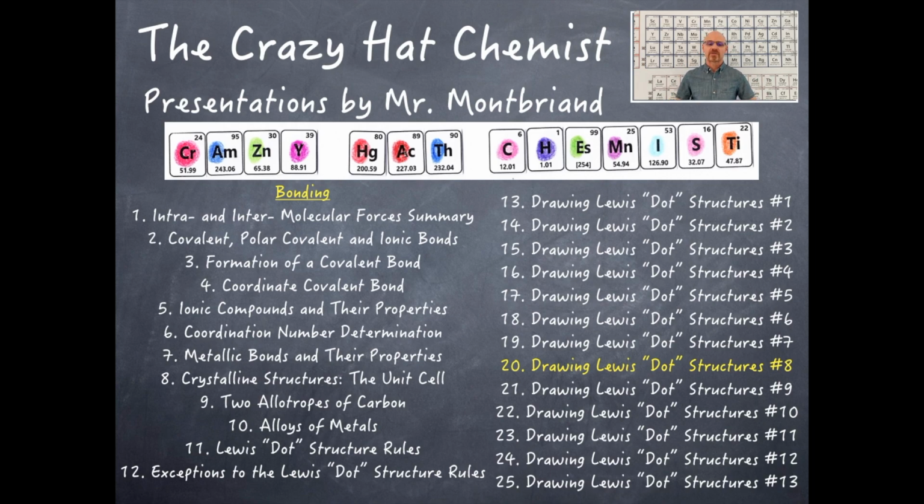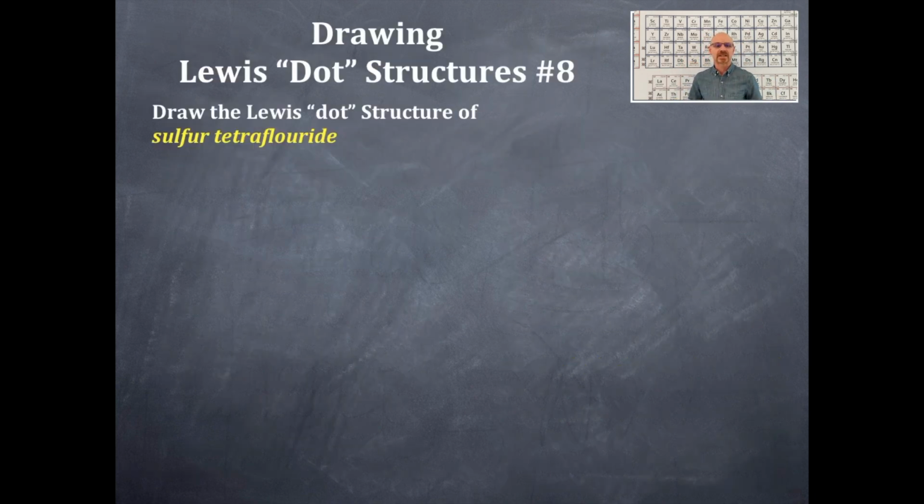Today we're doing another video in bonding. Let's get moving. Today we're doing the drawing of Lewis dot structure number 8, and we're going to draw the Lewis dot structure for sulfur tetrafluoride. Again, prefix naming: you need to know what tetra is for. That is for 4.